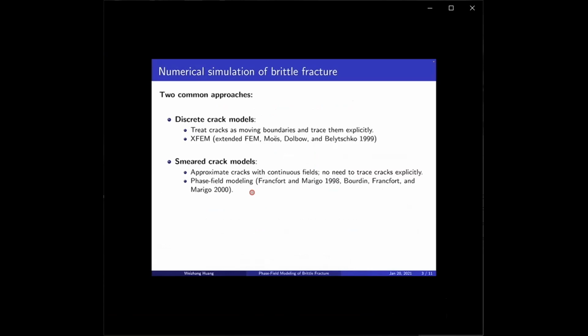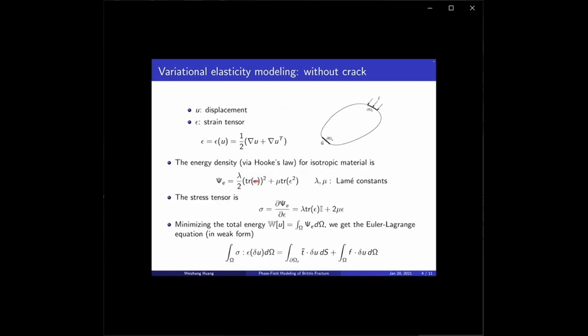So for the numerical simulation of brittle fracture, there are 2 common approaches. For the variational approach of elastic modeling, without the crack, let u be the displacement and epsilon the strain tensor, and then the energy can be obtained by Hooke's law for isotropic material as like this. And then by minimizing the total energy, we can find u.